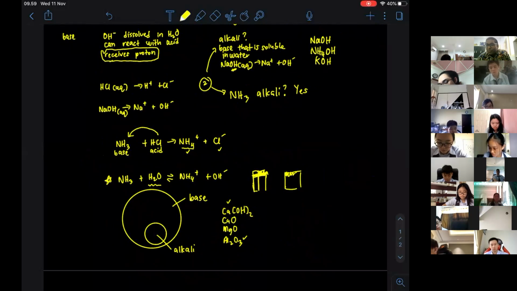Any group 1, generally sodium, potassium, ammonium, especially group 1, they will give you soluble hydroxide. So when you have that, it's quite easy to determine. But when we look at ammonia, maybe we think ammonia doesn't have OH behind it. So should I actually include it being an alkali? The answer is yes, because they are soluble in water.